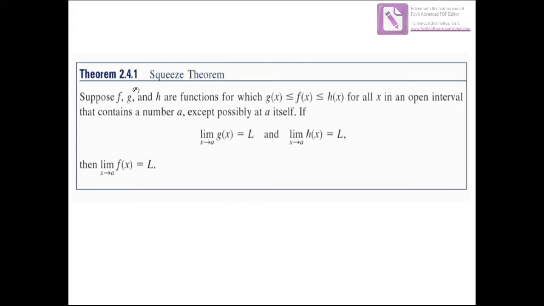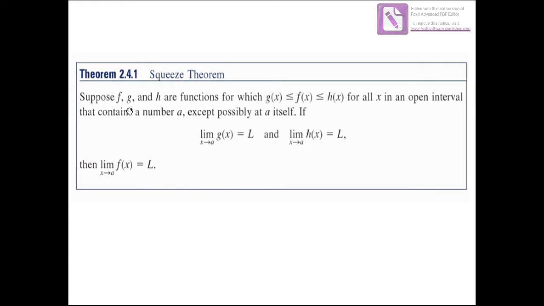So theorem 2.4.1, which is the squeeze theorem. Suppose f, g and h are functions for which f of x is between g of x and h of x for all x in an open interval that contains a number a, except possibly at a itself. So maybe our function is not defined at a. So if the limit of g of x when x approaches a is equal to L, and the limit of h of x when x approaches a is equal to L, then we conclude that the limit of f of x when x approaches a also equals L.